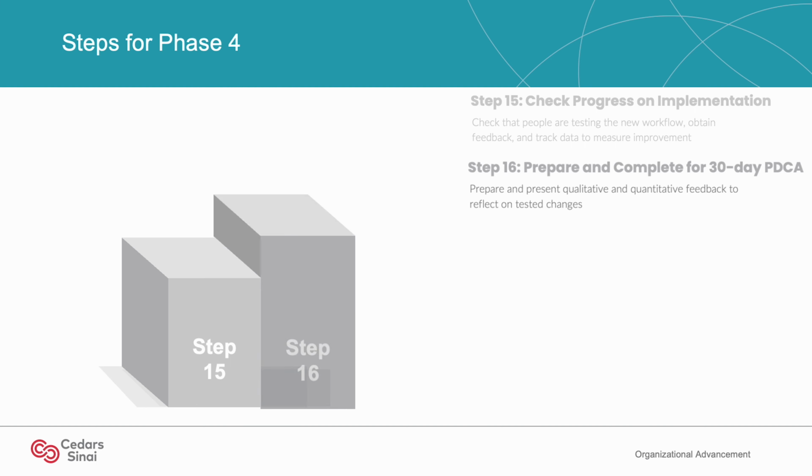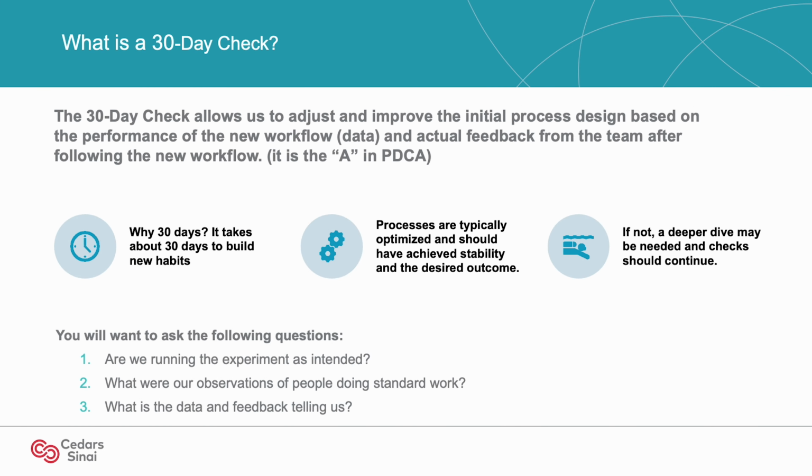Let's now move into the last step, which is preparing and completing a 30-day plan, do, check, adjust. In this step, the team will prepare and present qualitative and quantitative feedback to reflect on tested changes. The 30-day check allows us to adjust and improve the process designed based on the performance of the new workflows, so that the improvements can be sustained over time. It is also another point in the project to show your team that their feedback matters and considered even if we don't make all the changes that they request.